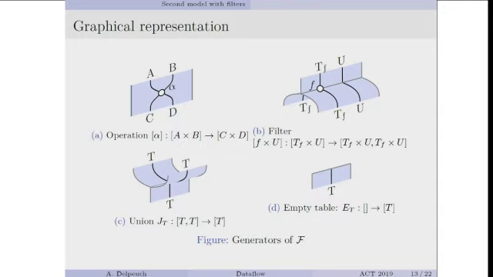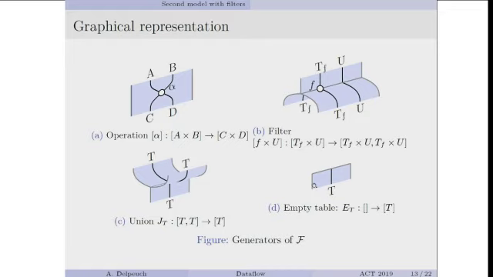Now you have then the union of two tables, and for that you need them to have the same schema, so the same set of columns. And to get the unit for that union, we have the empty table. For any schema, you can generate the empty table, which doesn't have any row.